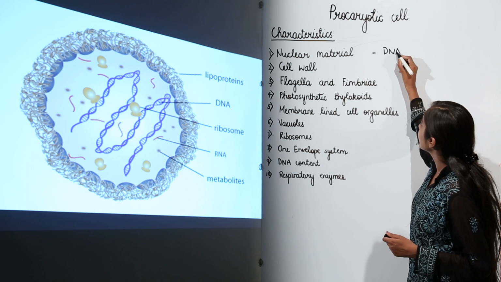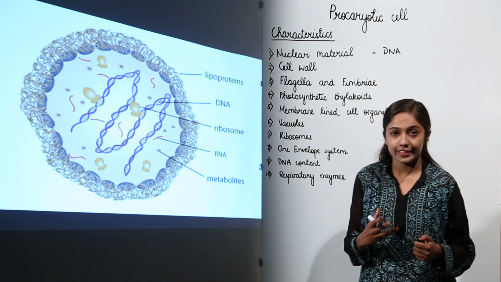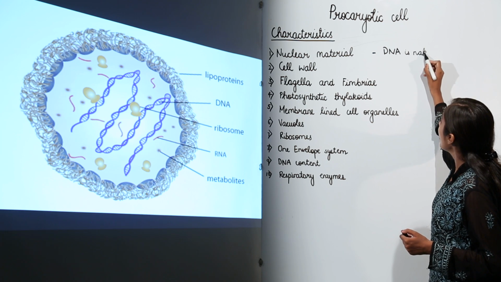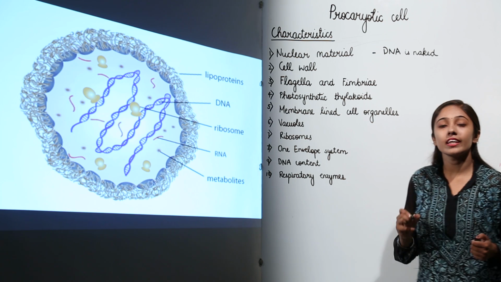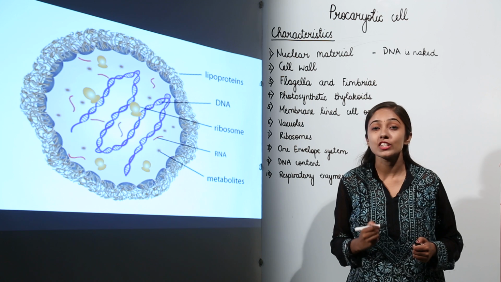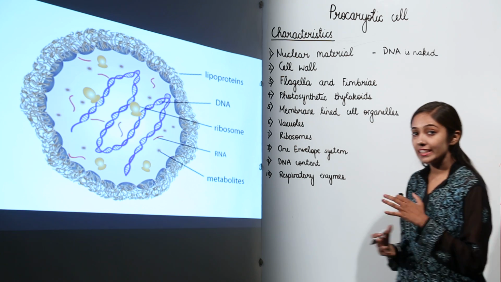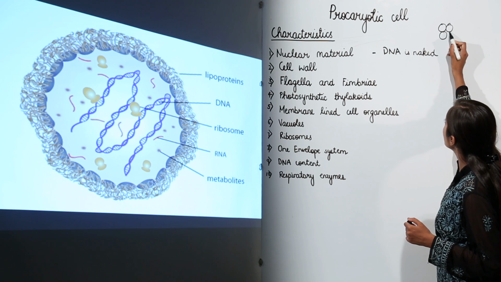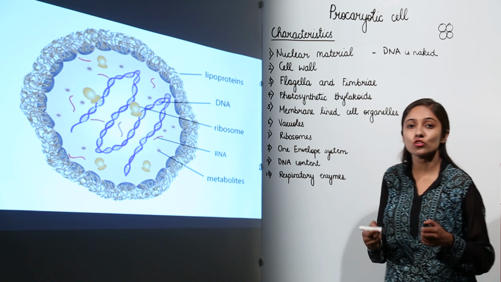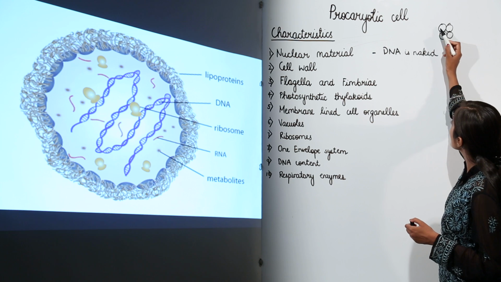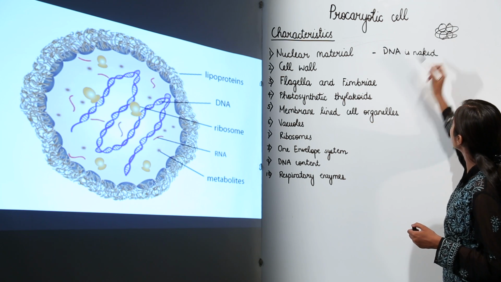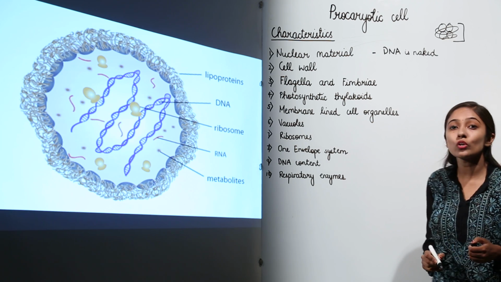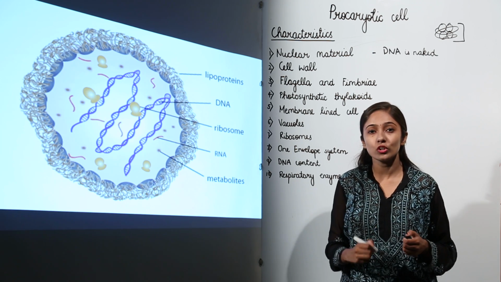And in this case, DNA is naked. Now, a naked DNA means that the DNA is not associated with histone proteins. I will just tell you in brief what happens. We have histone proteins, right? 8 histone protein units. And around these histone protein units, DNA coils itself, which forms a unit that we call a nucleosome.